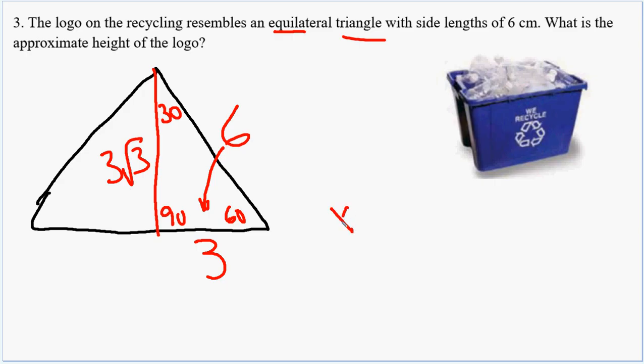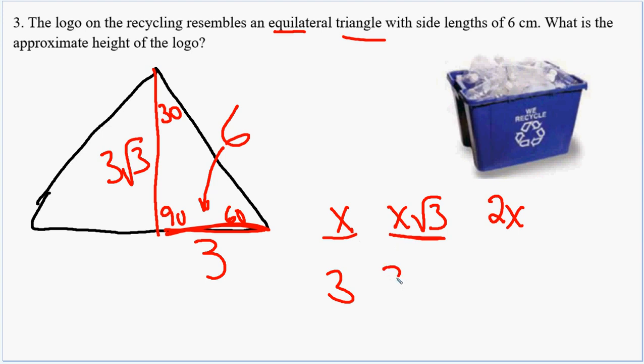So our 30, 60, 90, we have x, x root 3, and 2x. Well, our x value here was 3. That was our short side. Longer leg, 3 roots of 3. Hypotenuse, 2 times the short leg, or 6.